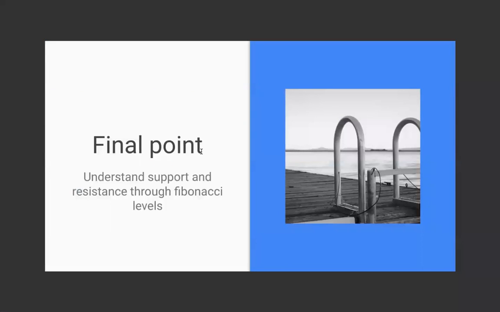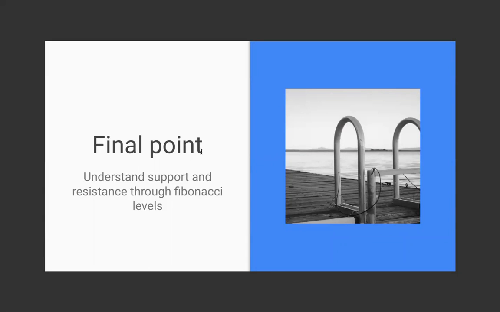The final point I wanted to say is understand your support and resistances through the Fibonacci levels, and it will help you in the long run to see where it goes. This has been a very old tool available in charting. Though people don't understand the logic of why it is working, most of them use it. So in trading, it is like what most people are using.